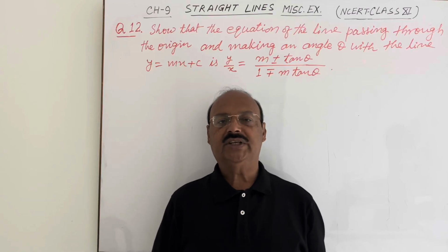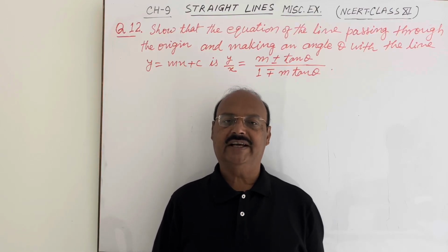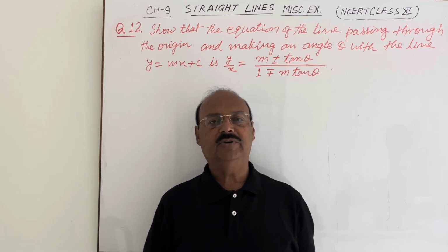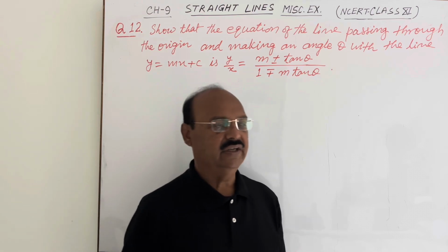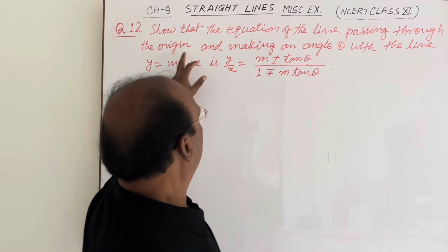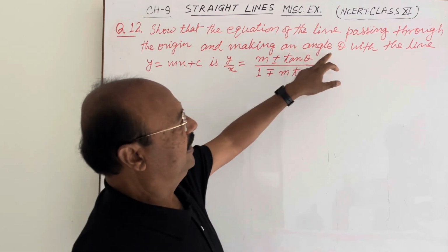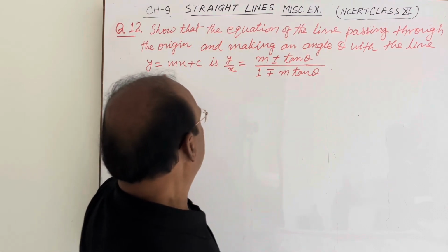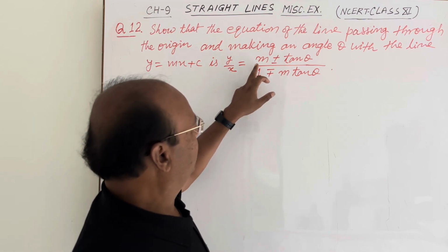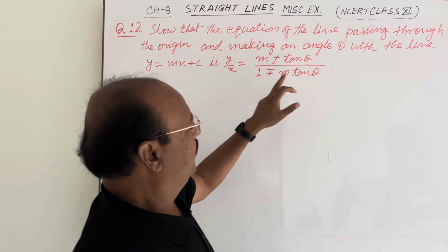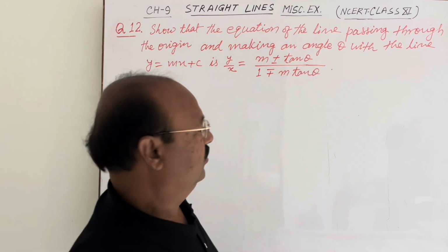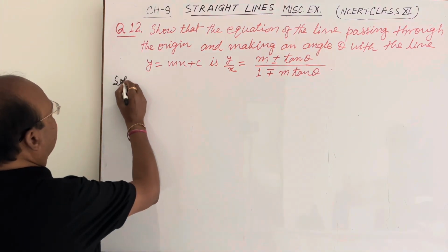Here we are discussing question number 12 from the miscellaneous exercise of the chapter Straight Lines. The question has been taken from the NCERT book of class 11. The question is: show that the equation of the line passing through the origin and making an angle of theta with the line y is equal to mx plus c is y by x is equal to m plus minus tan theta upon 1 minus plus m tan theta. Very important question. Let's see the solution here.